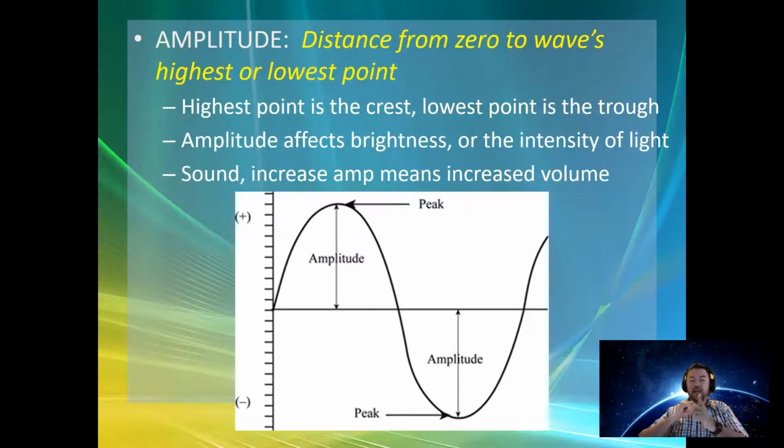Now, that brightness has nothing to do with the type of light it is. To make things easier for you, let's talk about just visible light for the moment. The light that you can see in this video, the light that's coming from the sun, the light that's being reflected off of everything around you, allowing you to see that thing. Amplitude affects how bright that is.